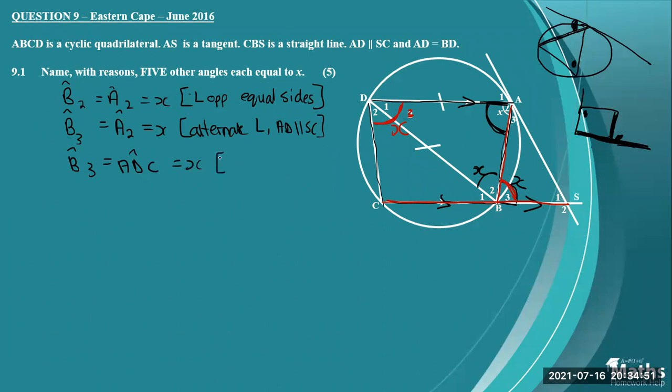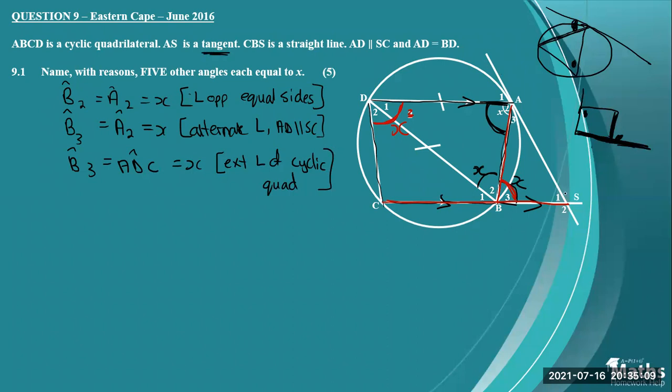My reason is going to be exterior angle of a cyclic quad. What haven't we used yet? We haven't made use of a tangent.